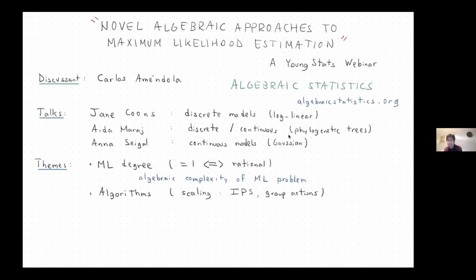So there are algorithms. We are interested in also finding algorithms to efficiently compute the MLEs. We care about existence, but if we know they exist, we want to compute them. That's very important in statistics. And so there was mention of scaling, there was mention of IPS, one classical algorithm that was introduced in the discrete case to find maximum likelihood estimates for log linear models. There was a mention of group actions, there was a mention of projections from the continuous case that Anna talked about.